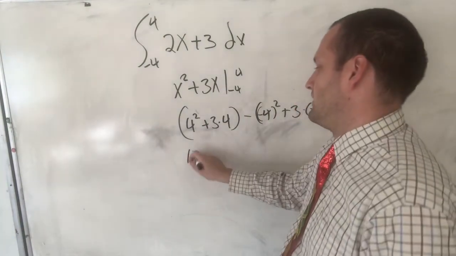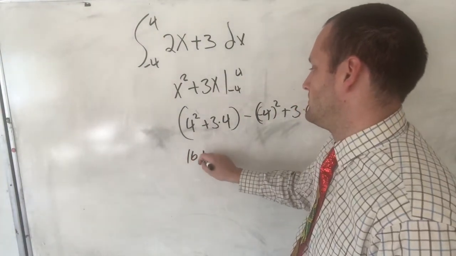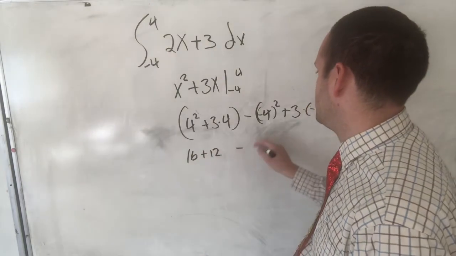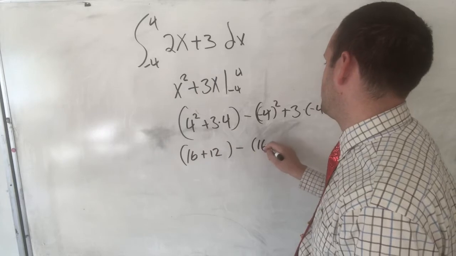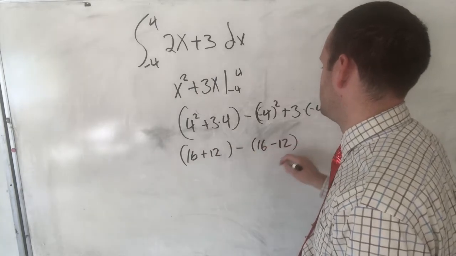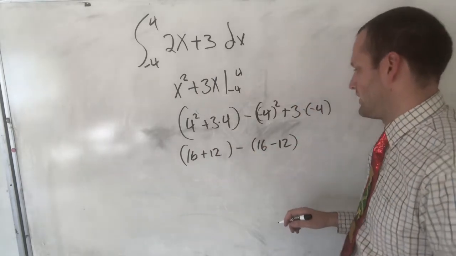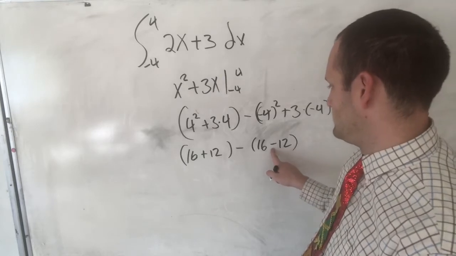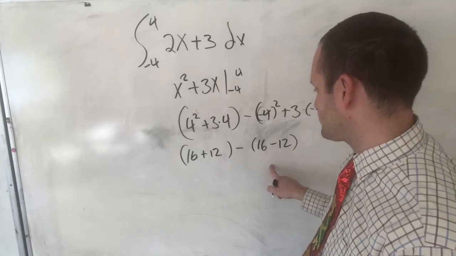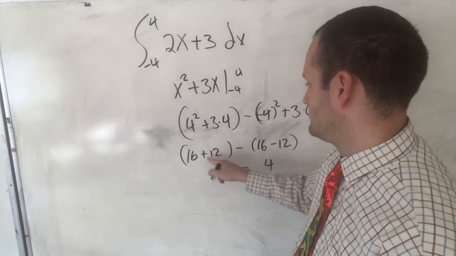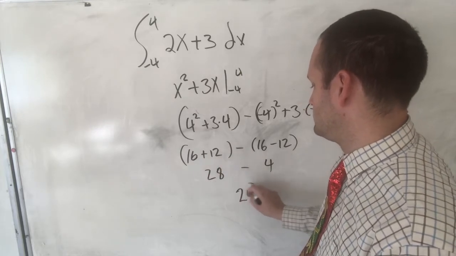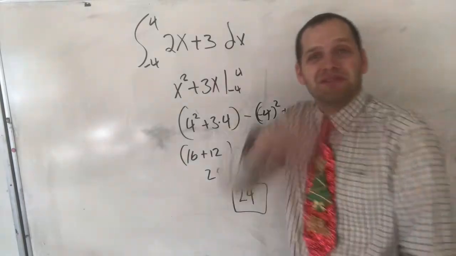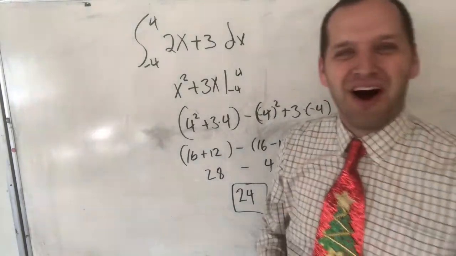Here we go. We've got 16 plus 12 minus 16 minus 12. Let's see here. That gives us 28 minus 4. What's 28 minus 4? 24. If you got 24, give yourself a pat on the back. Good job.